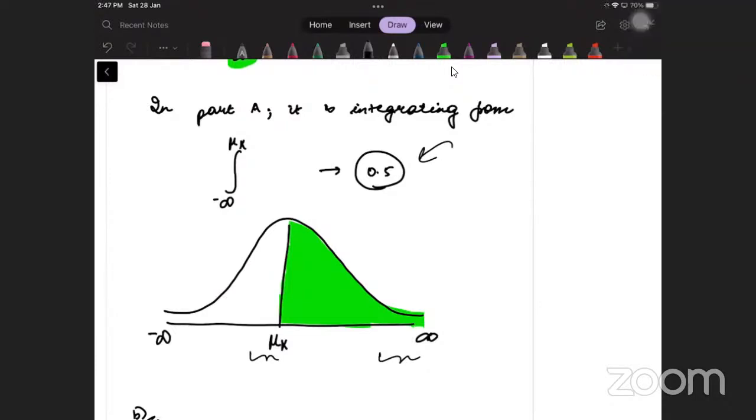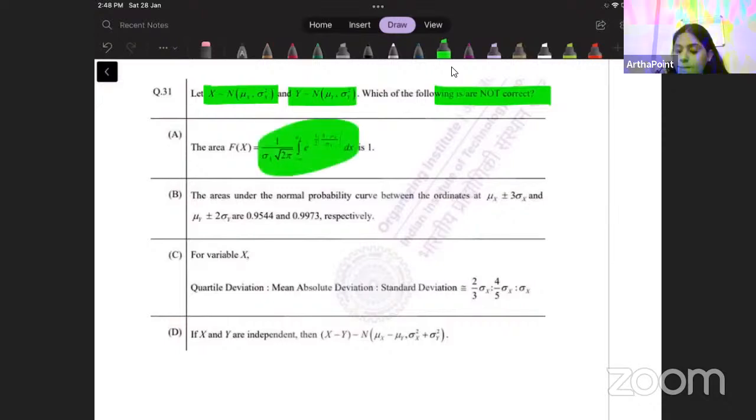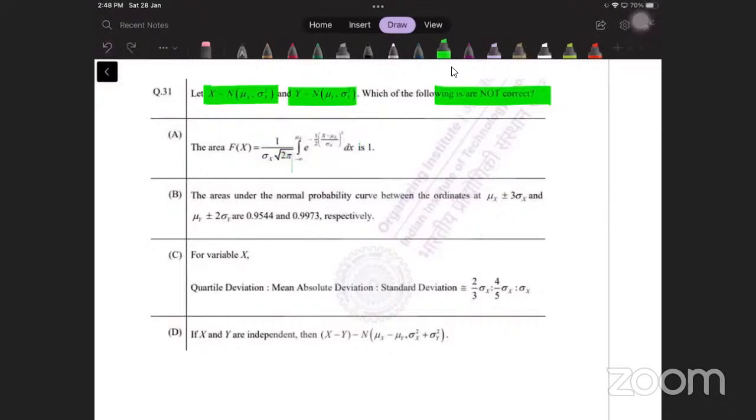So on that basis, if you just come back to this question, the first question is saying that I'm integrating the probability density function, no problem. But the question is integrating from minus infinity to mu x, from minus infinity to mean. Mane it is integrating like this, minus infinity to mean. So it is actually finding this area. And this area is not 1. So this is an incorrect statement.